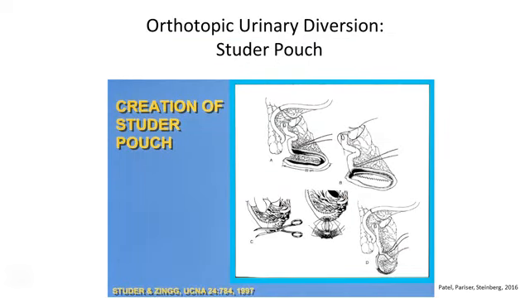When creating a Studer pouch, the surgeon uses the small intestine or ileum, creates the reservoir, implants or tunnels the ureters into that reservoir, and connects the internal reservoir to the urethra. This internal reservoir is dependent upon the external urinary sphincters for continence. Although it can be done in women, it is most generally done for men. Success rates are actually not as good in women.